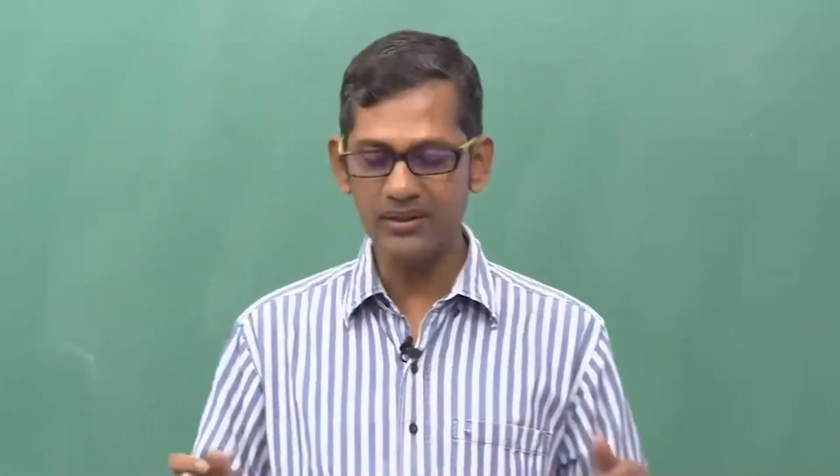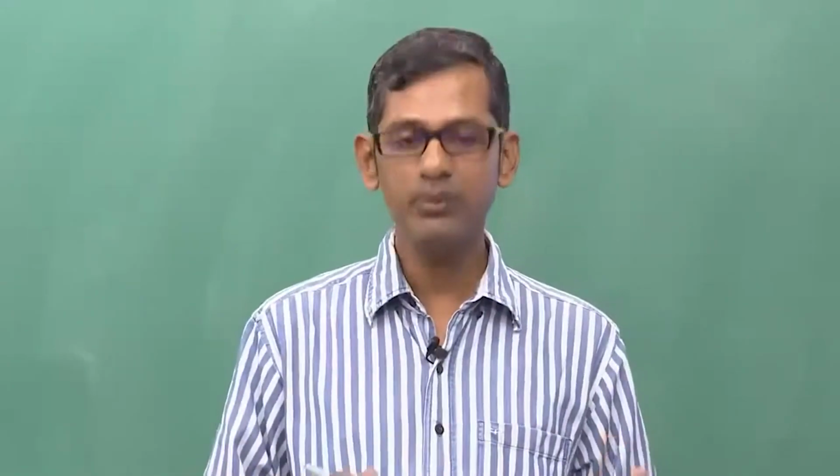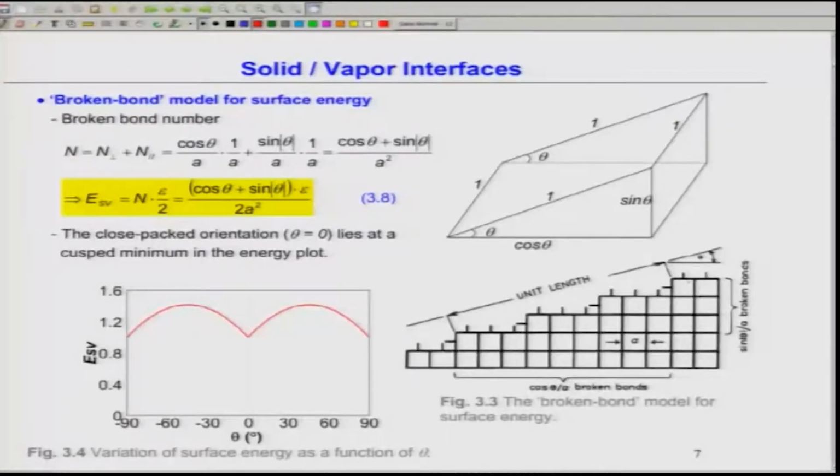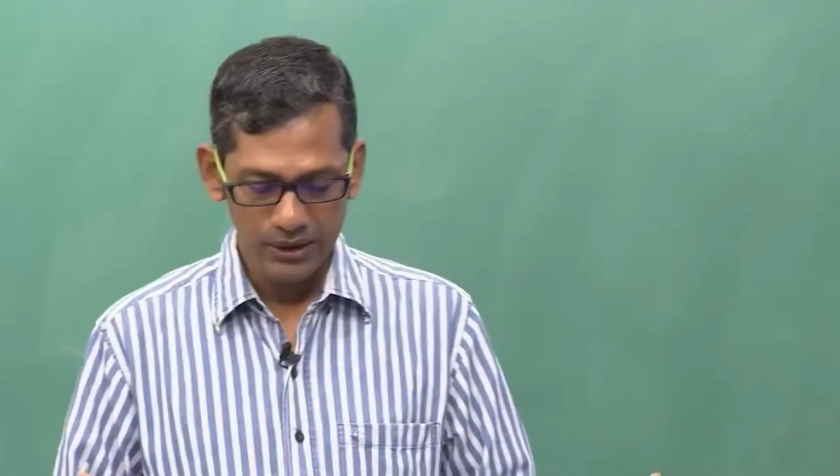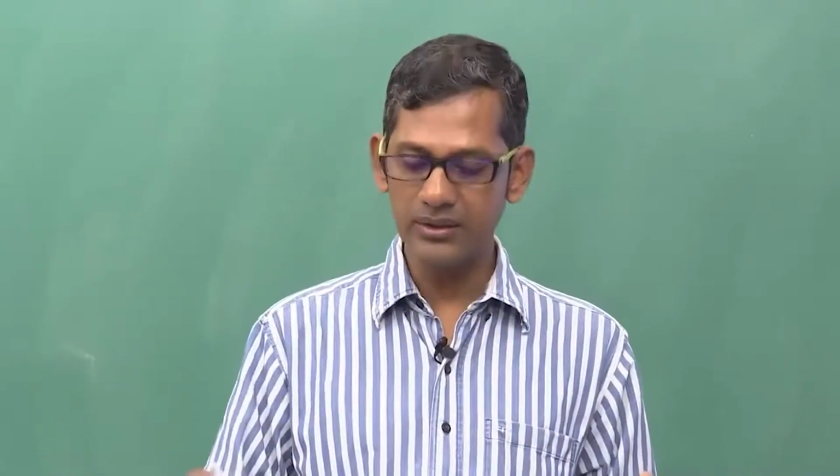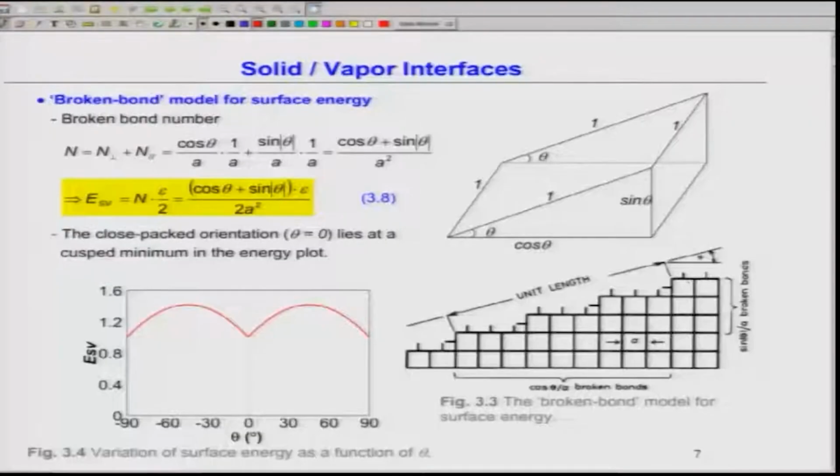Because different planes are sitting on the surface, the number of bonds broken is also different, not the same, because the atoms sitting on the top surface of a 1-1-1 plane differ from the number of atoms sitting on the top surface of a 1-0-0 plane or maybe some other plane. That is why we need to consider such a generalized situation, in which the broken bonds can be of different types on this surface.